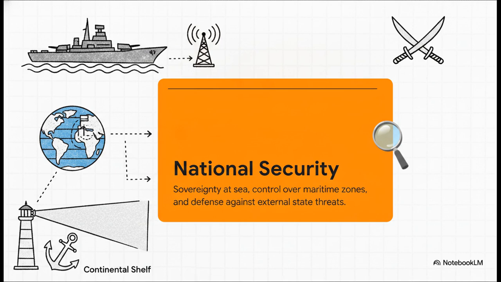First up, we're looking at classical, state-level power struggles at sea. This is really all about nations protecting their borders and projecting their power. So the precise definition of Pillar 1, national security, is this: sovereignty and territorial integrity at sea. This includes control over maritime zones, think the territorial sea, the exclusive economic zone, and the continental shelf, as well as naval power projection, defense against external state threats, and the resolution of maritime boundary disputes.